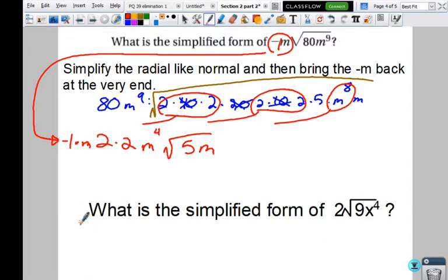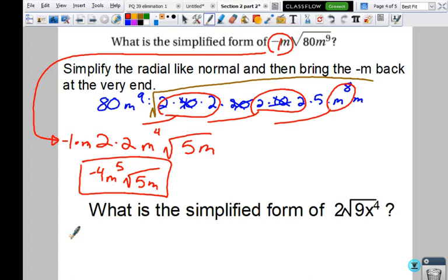So I have negative 1 times 2 times 2. Negative 1 times 2 is negative 2. Negative 2 times 2 is negative 4. And then I have 4 m's here and another m here. How many m's do I have total now? 5. So I have m to the 5th. And then I still have my square root like normal. So this is my final answer. So at the very end is when you bring back whatever was in front.